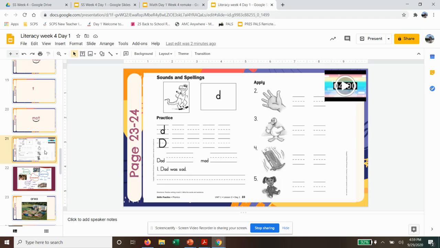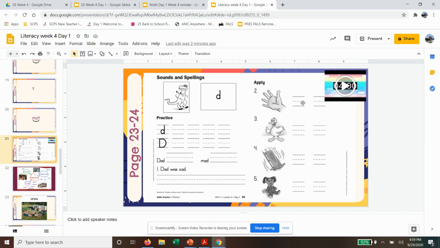And then we finished with the Fox book on page 23 and 24. You had to write the lowercase d 4 times, and the uppercase D 4 times. Then you had to write dad and mad, and you had to write the sentence "dad was sad."